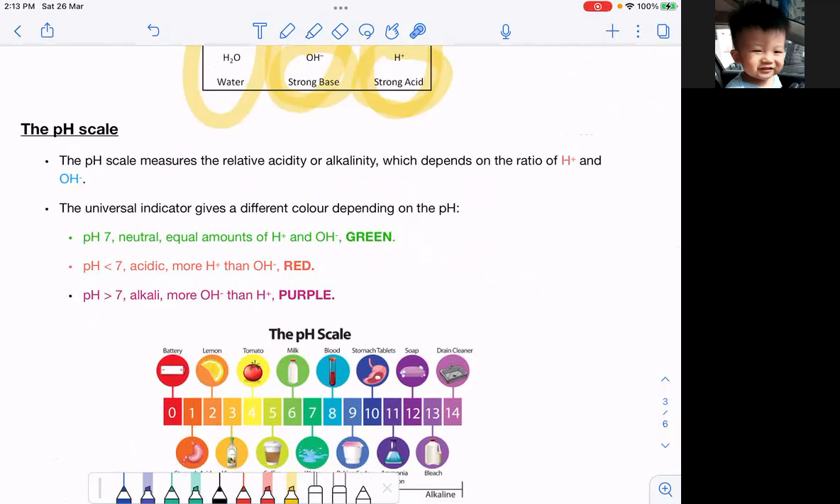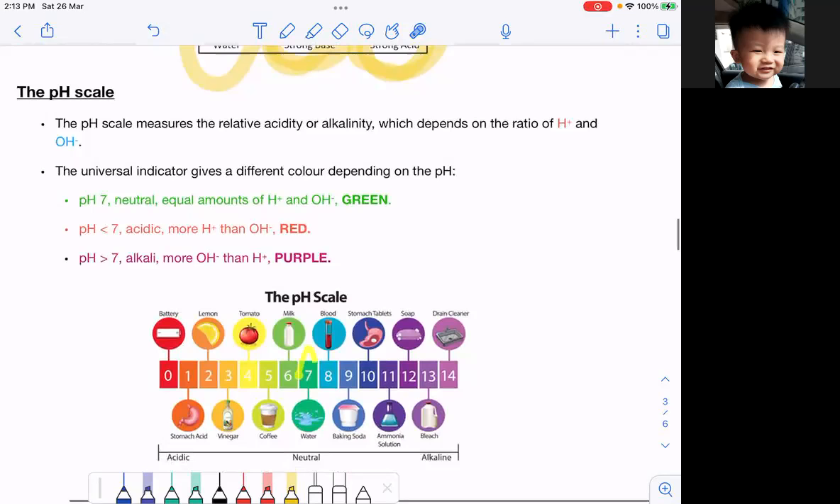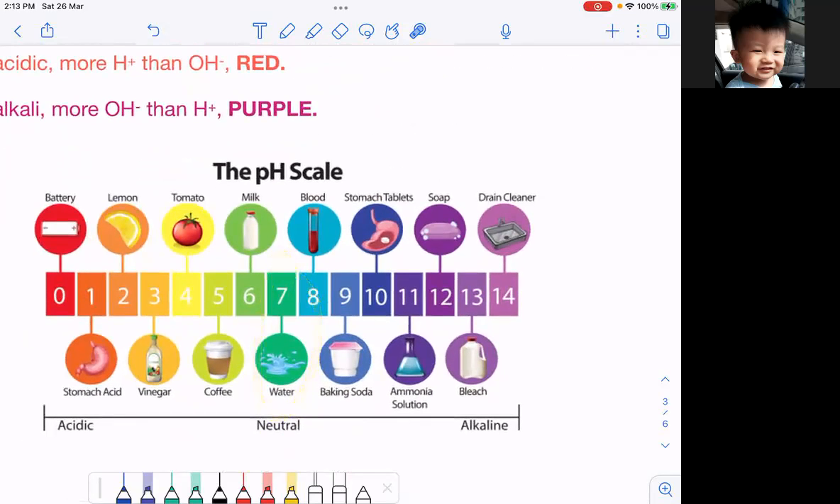If I have equal amounts of H plus and OH minus, pH is 7. And have you heard of the universal indicator? The universal indicator is a solution that tests whether a substance is acidic or alkaline by changing color accordingly. If I drip it into water, the indicator will show green. If I drip it into a lemon, which is acidic, very sour, it will be orange, and then I can compare with a color chart. It's orange, so it must be pH 2. If I drip it into bleach or soap, it will turn purple, and how deep the purple is will tell me how strong the alkaline is.